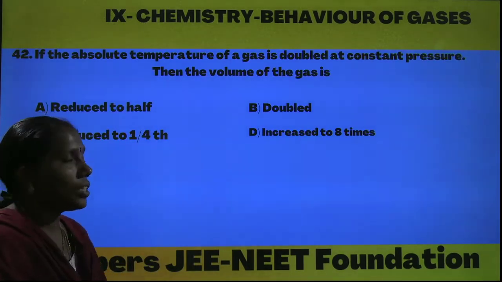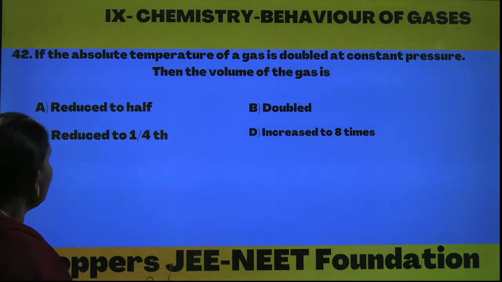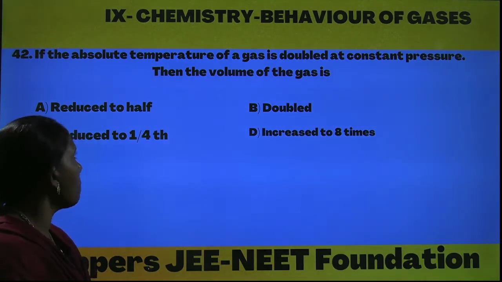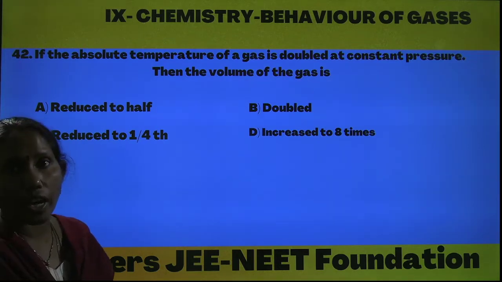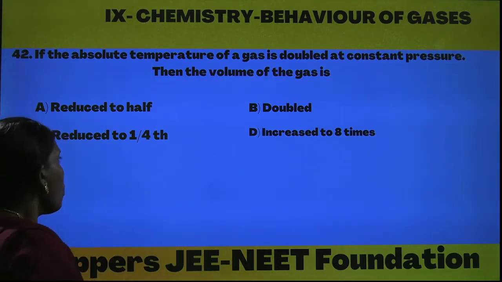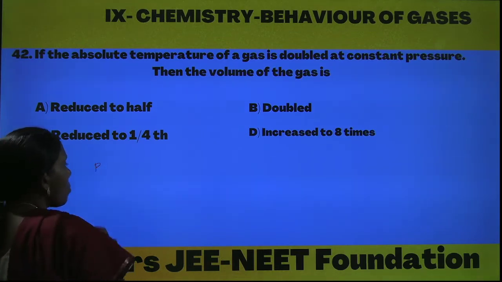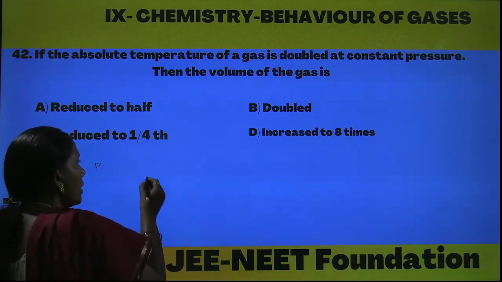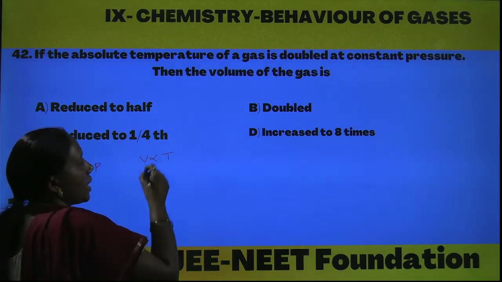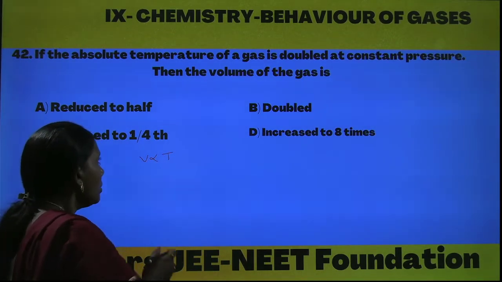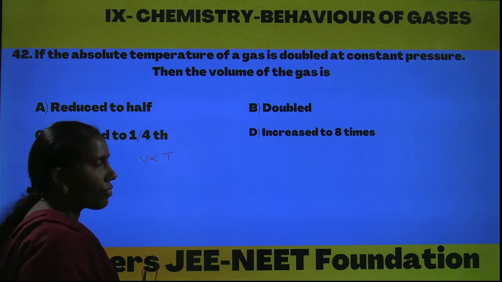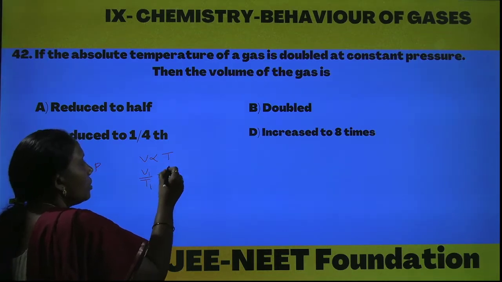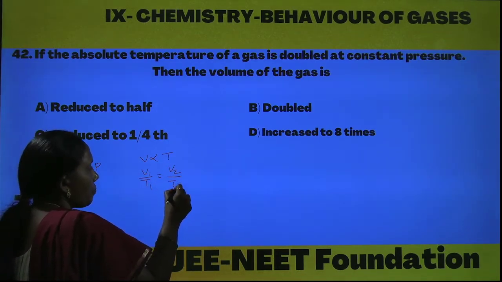See the first question in analytical approach type. If the absolute temperature of a gas is doubled at constant pressure, then the volume of the gas will be. They said at constant pressure. Pressure is constant, then obviously the law is Charles' law, and the relation between volume and temperature is directly proportional to each other. Then if you take two different states of a gas, we can write this expression as V1 by T1 equal to V2 by T2.